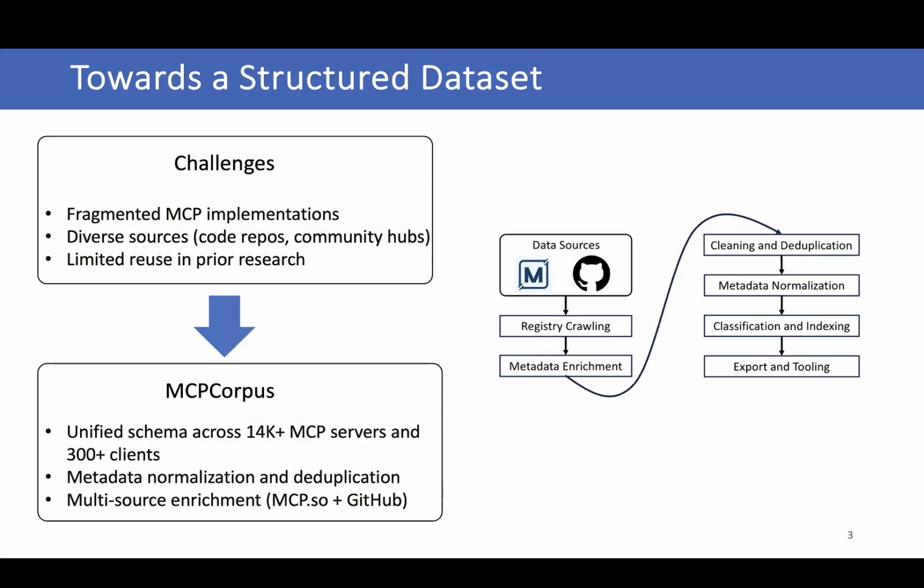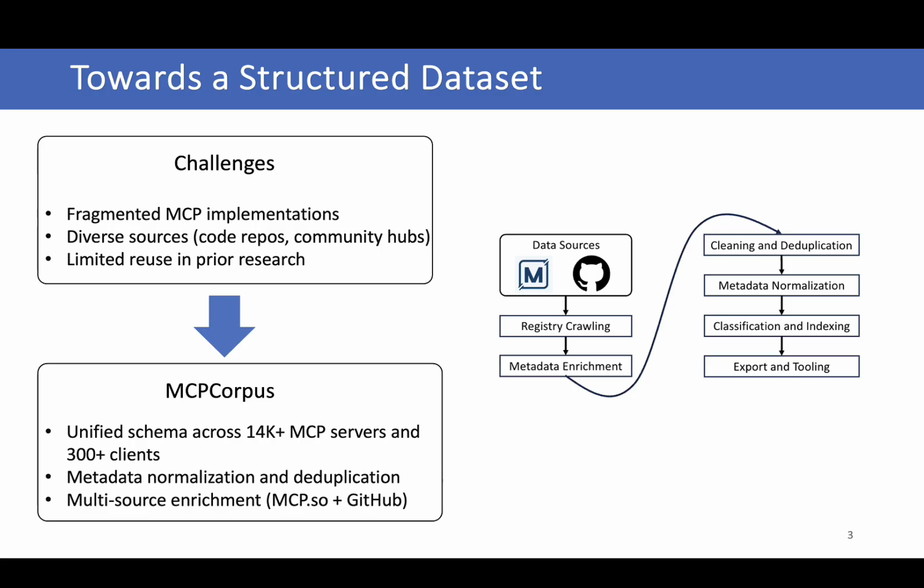Building such a dataset wasn't trivial. The MCP ecosystem is decentralized. Artifacts are scattered across GitHub repositories, registry websites, and community hubs. Previous studies mostly relied on small samples or single-source observations.